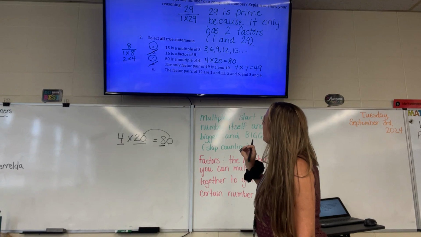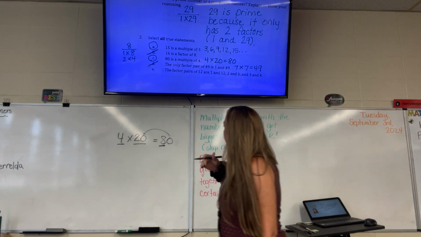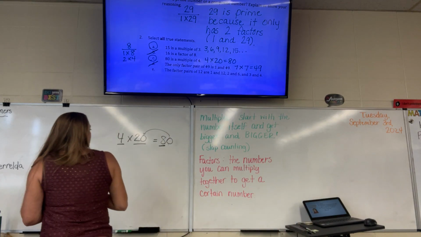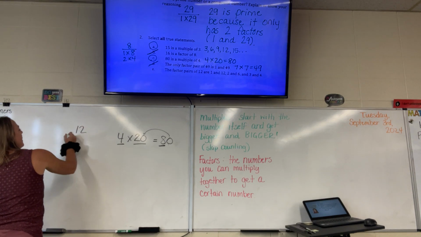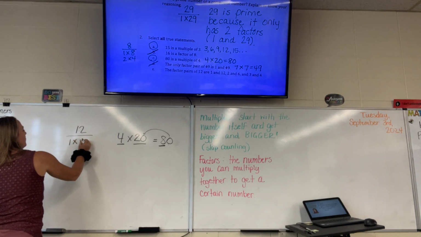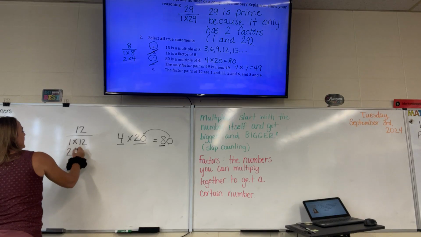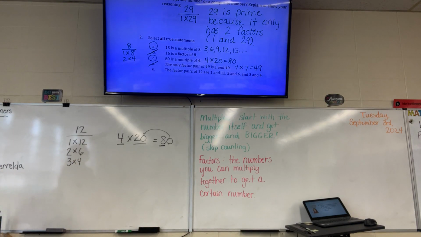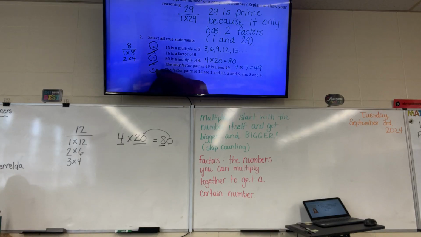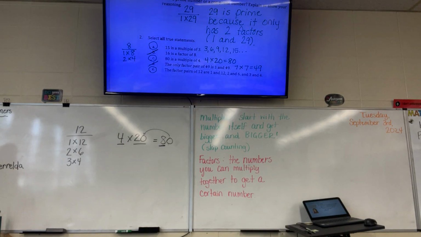And E says the factor pairs of 12 are 1 times 12, 2 and 6, 3 and 4. Is that true? Yes. That is true. That is all the factors of 12.